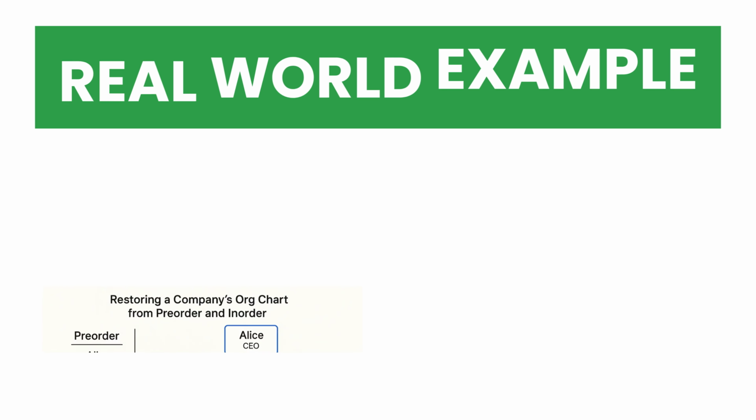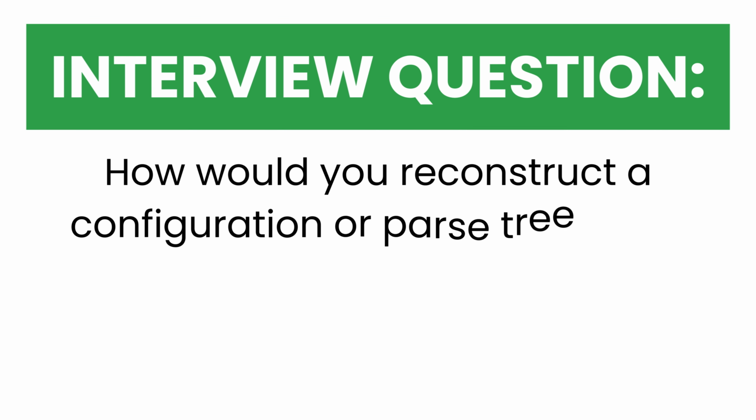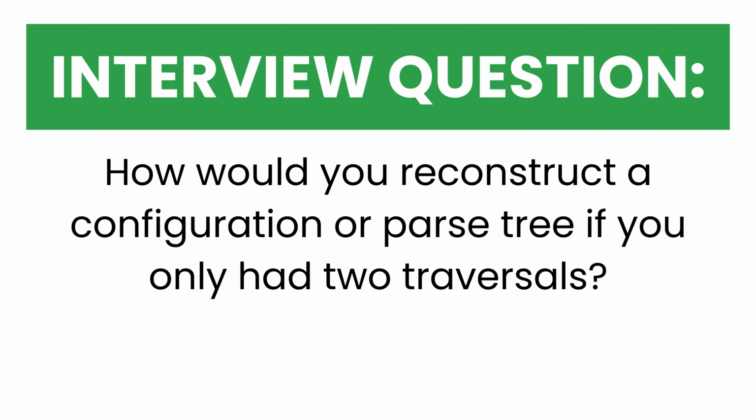Here is a real-world example. Imagine restoring a company's org chart from two different reports, one listing employees as visited in order of management, preorder, the other listing them by their department or hierarchy, inorder. Interviewers might ask, how would you reconstruct a configuration or parse tree if you only had two traversals?